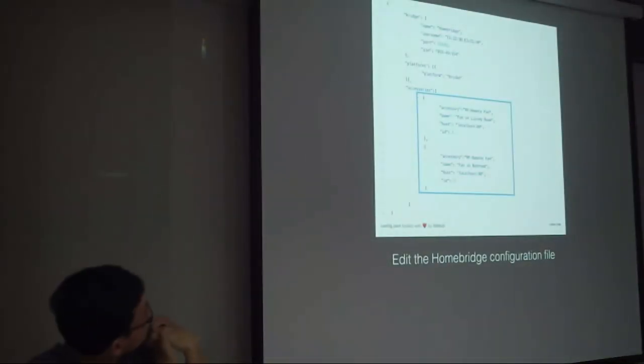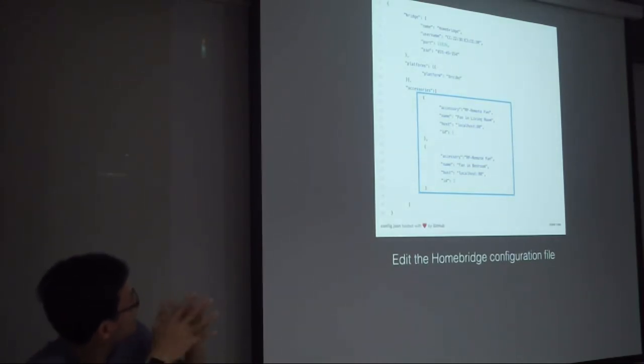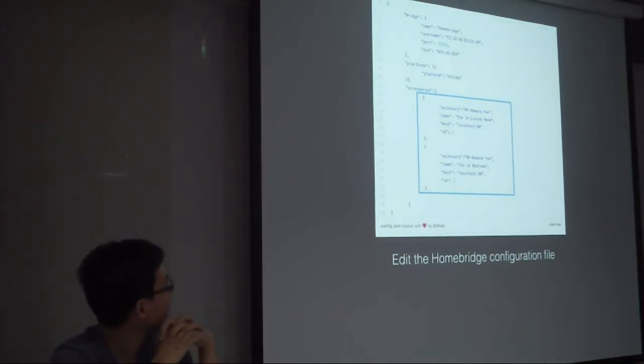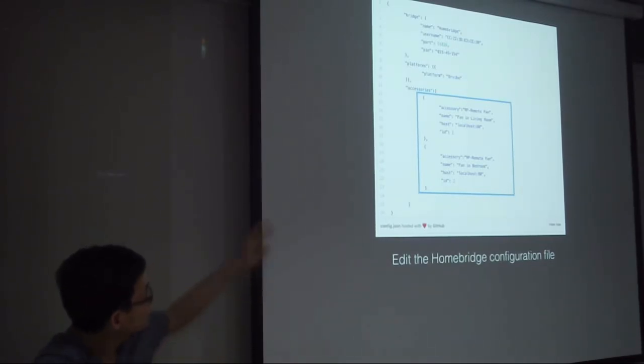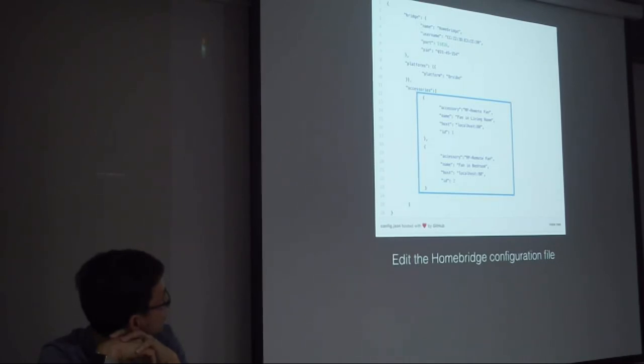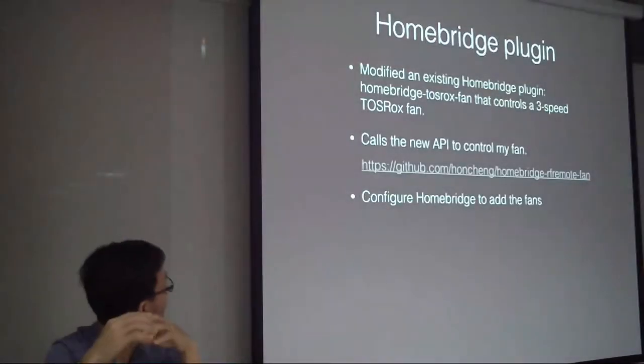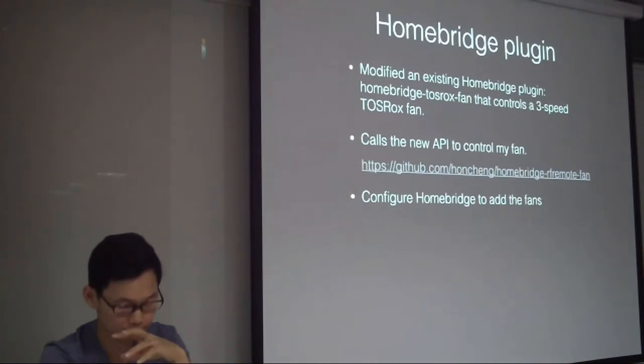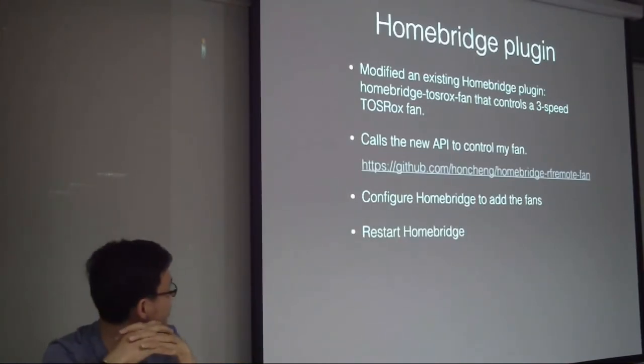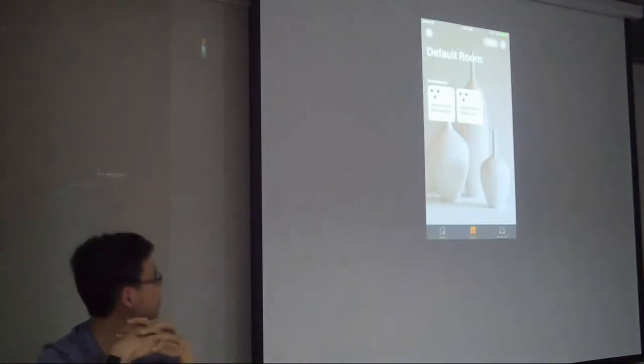So this is HomeBridge config file. So I set it. So the accessory RF remote fan is the accessory type. So I added 2 RF remote fan, one in the bedroom, one in the living room with the device ID. So the device ID is what I use to call the API so I can identify the fan. Then just restart HomeBridge for changes to take effect.